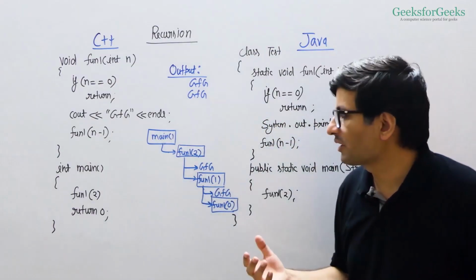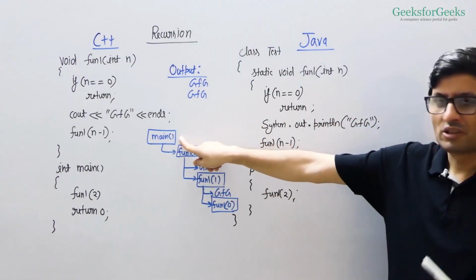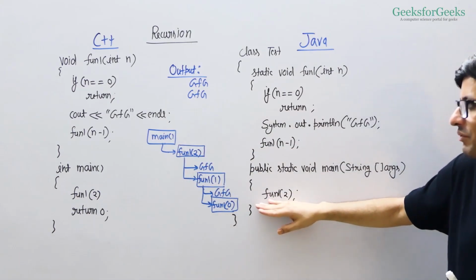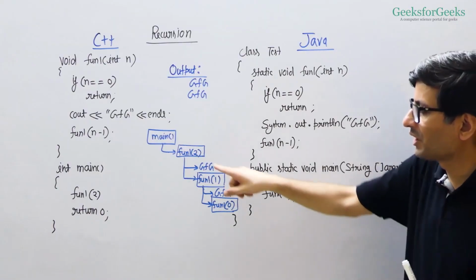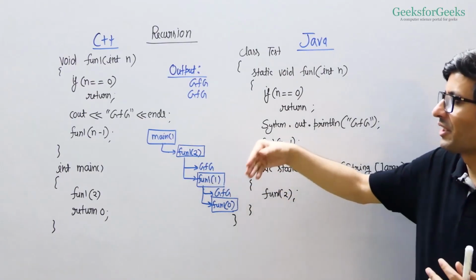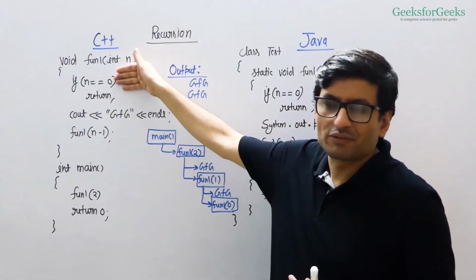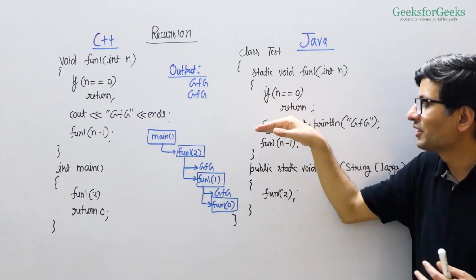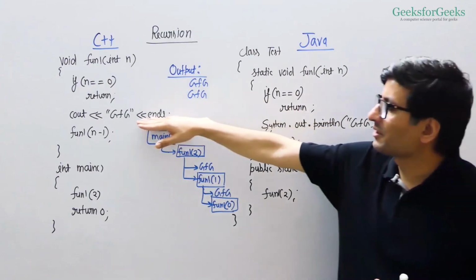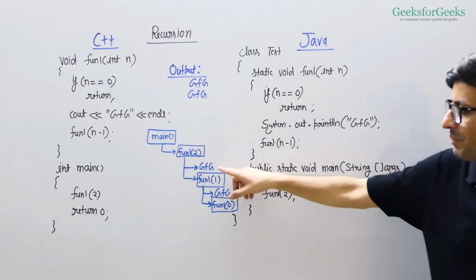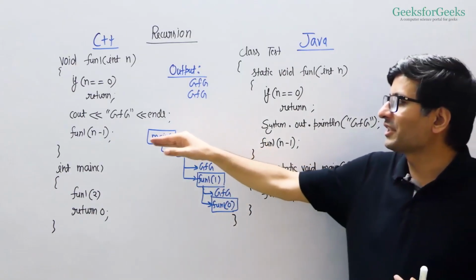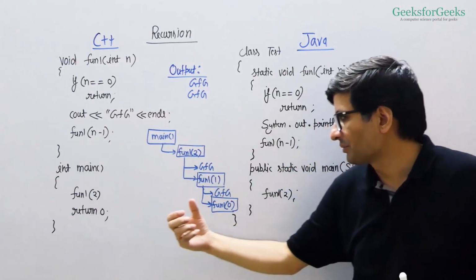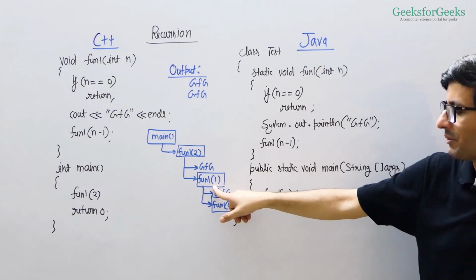How does this program work? We have main function call. This is the first function where execution begins. The first line in main function is call to fun1. When you call fun1 with an argument value 2, it begins the execution from the first line of fun1. And the first line is to check whether n is 0 or not. So n is not 0. So we come to the next line, which is printing gfg. So we print gfg. And after printing gfg, we have a recursive call, a call to itself with a parameter n-1. So it calls fun1 with parameter as 1.